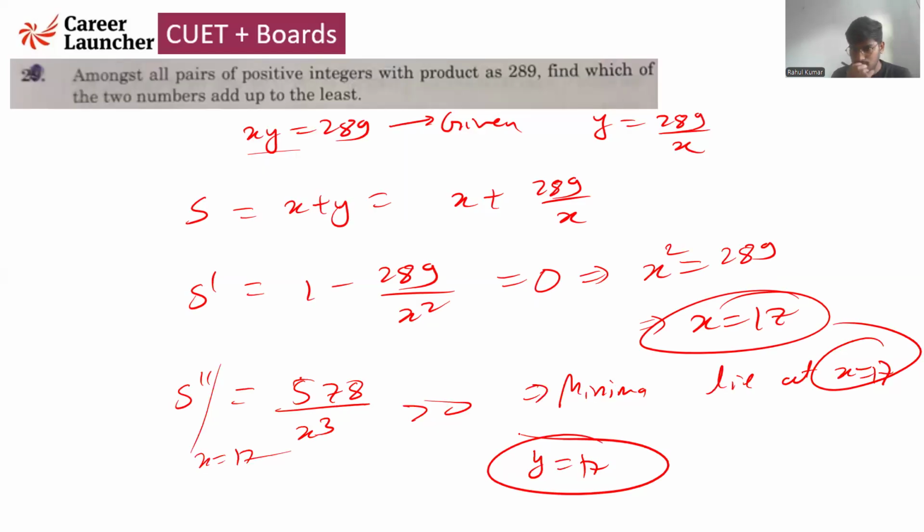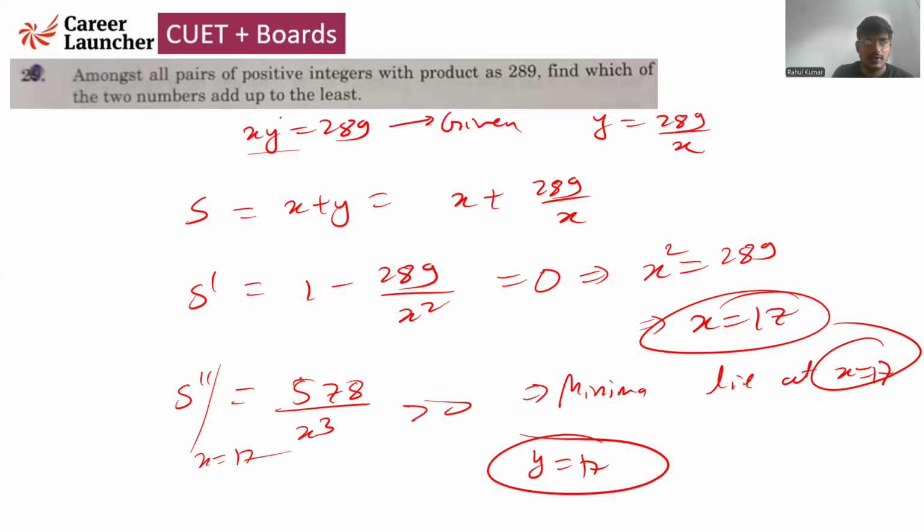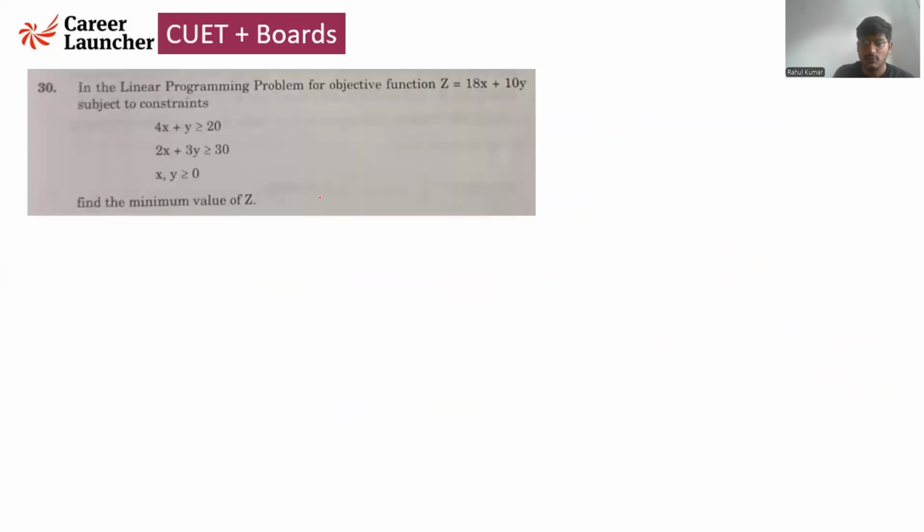Now, add up to the least, let me check. 289 by x. Now we have the next one. So in a linear programming problem, okay, add up to the least. So they are saying minimum. So you have the constraint. Using the constraint, you need to find the minimum value.